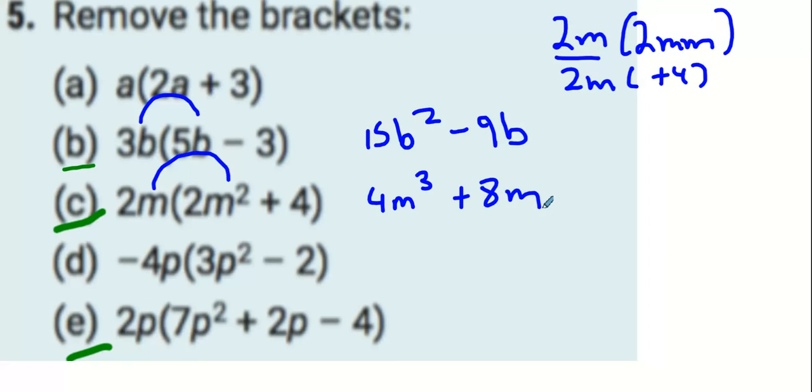Okay. Next one. It's the same deal. It's 2p multiplied by 7 with 2 p's as well. How many p's do you see in total?